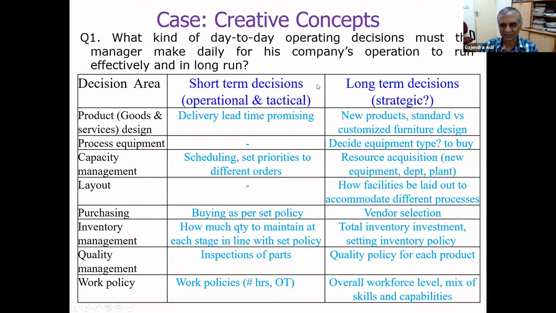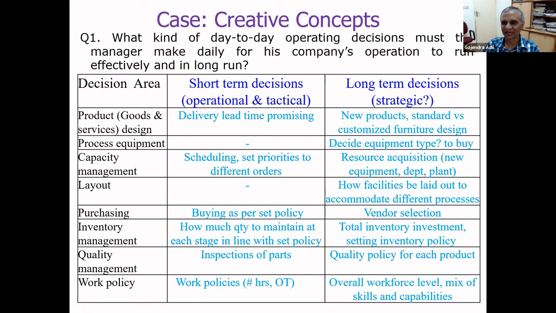I'm bringing up short term and long term again, because that's what came up in the discussion: operational and tactical tend to be short-term decisions, or short-term decisions tend to be operational and tactical, and long-term decisions may have implications which are strategic. It doesn't mean that all long-term decisions are always made keeping strategy in mind. Ideally they should be, but sometimes we don't do that.